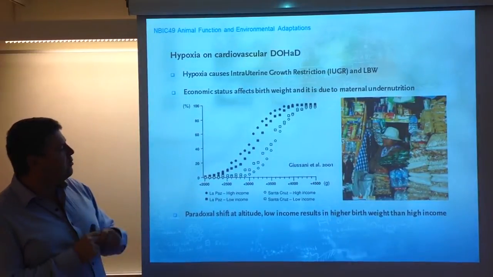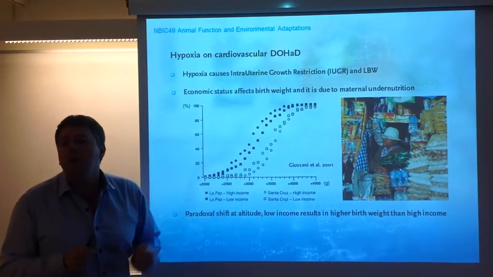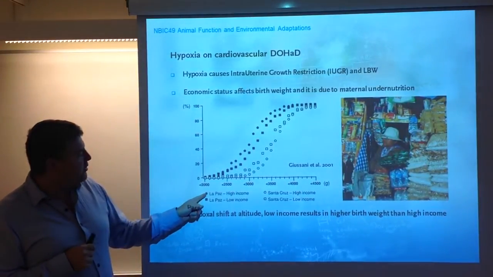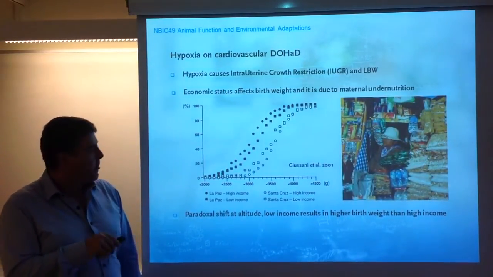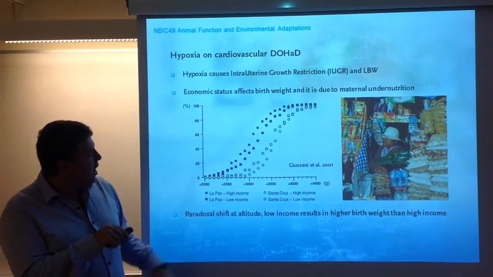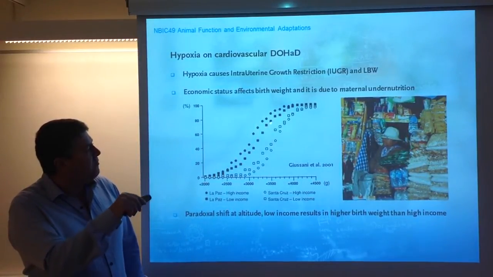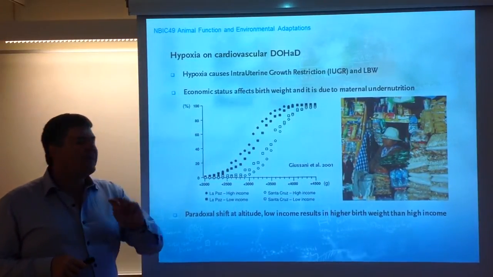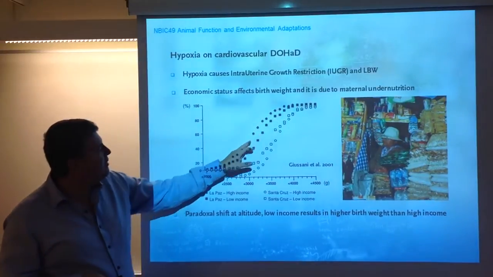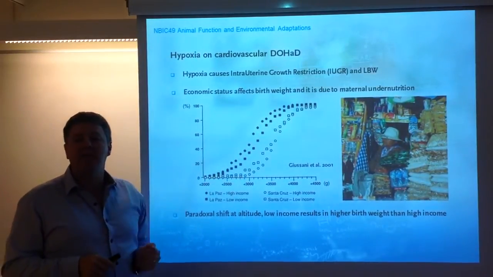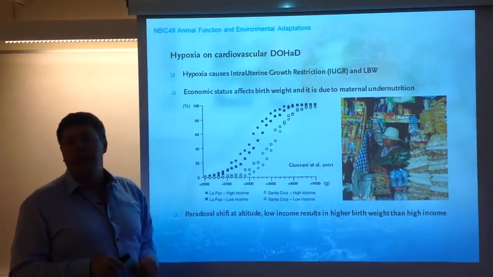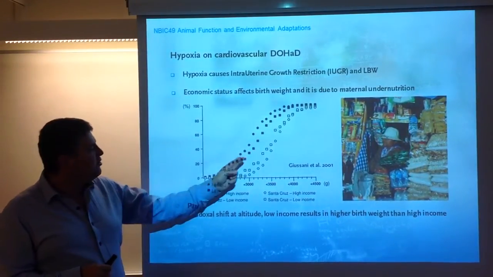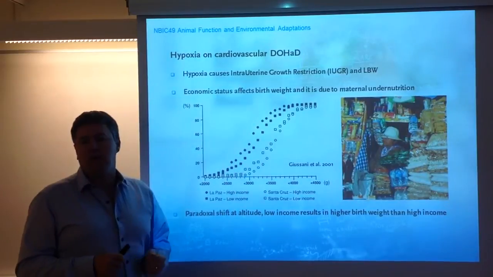It's showing social or economic status. The circles are babies born from high-income families. The squares are babies born from low-income families. And what you see is that in the city of La Paz, the high-income families actually give birth to smaller babies than the low-income families. But this trend is reversed in Santa Cruz de la Sierra.